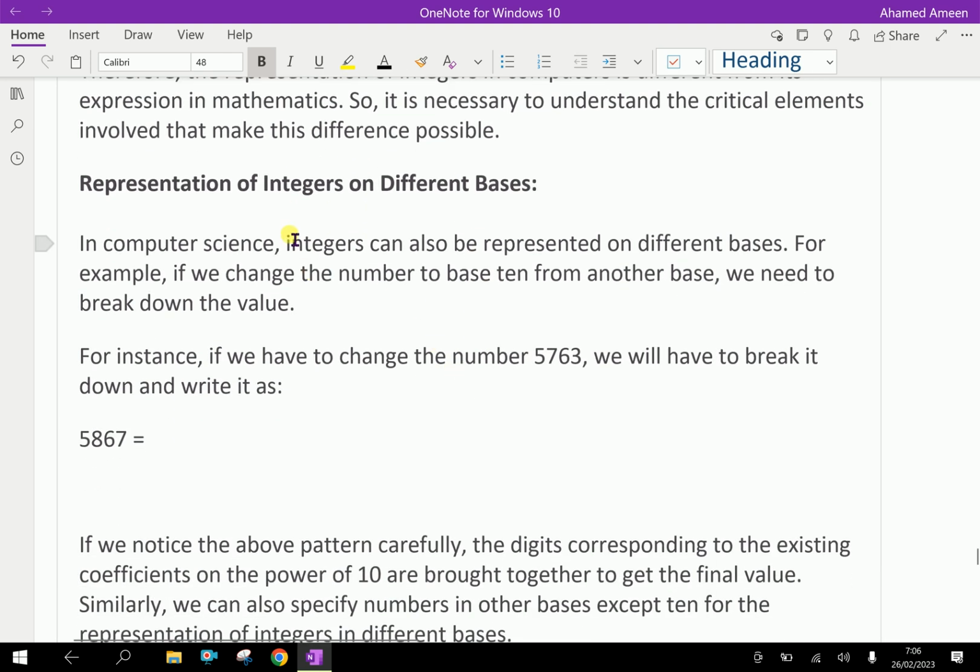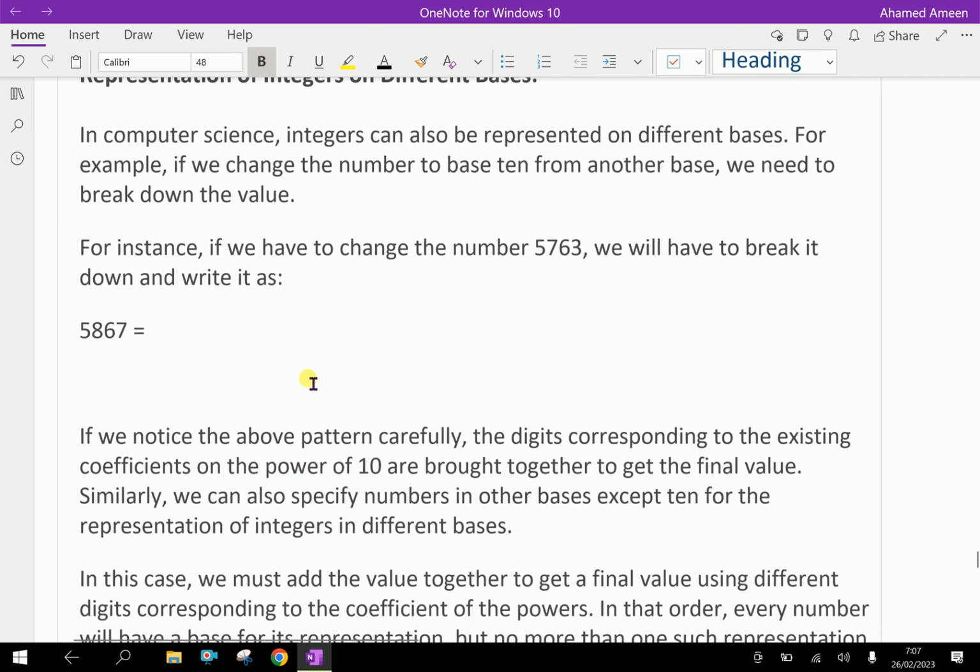Representation of integers on different bases. In computer science, integers can also be represented on different bases. For example, if we change a number to base 10 from another base, we need to break down its values. For instance, if we have to change the number 5763, we will have to break it down and return it as it is, as given.